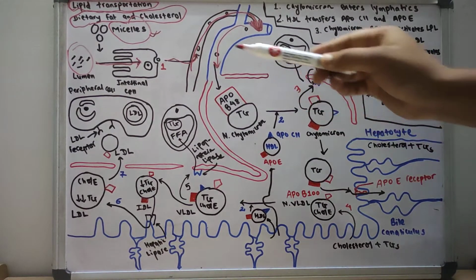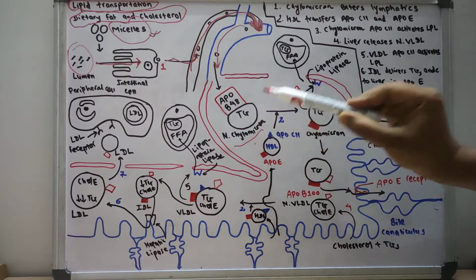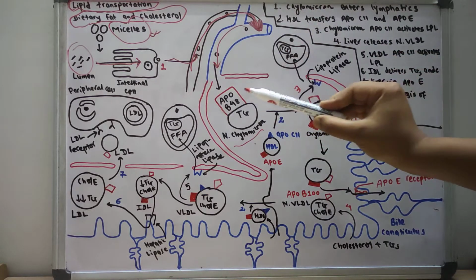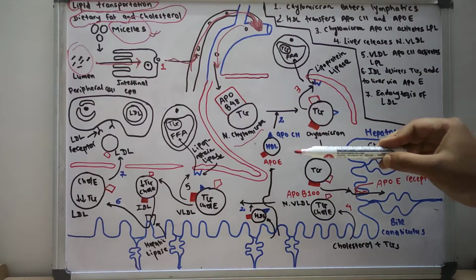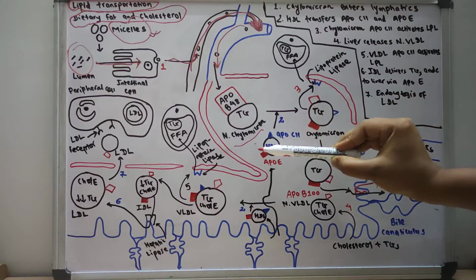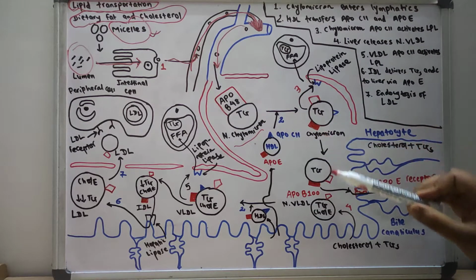So this chylomicron that is secreted by the intestinal cell is nascent chylomicron. Nascent chylomicron means new chylomicron. It has triglyceride and ApoB48. So this nascent chylomicron will ultimately be converted into proper chylomicron.